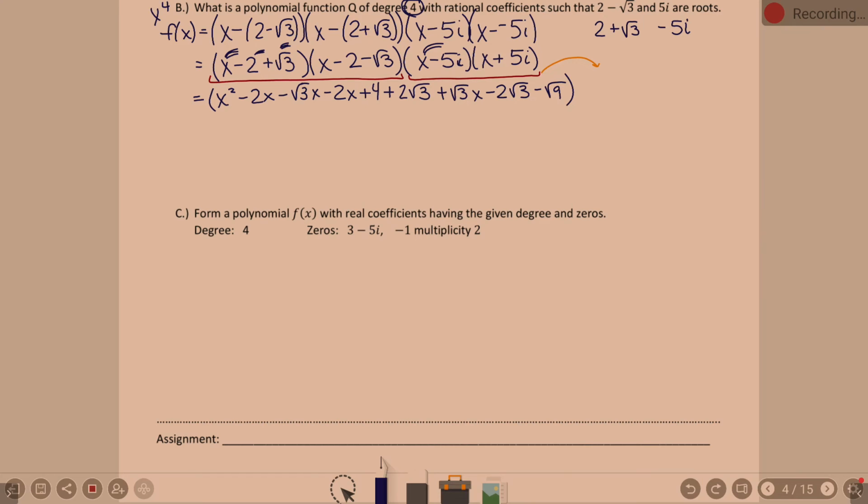X times x is x squared. We only need room for 4 terms here. X times 5i is plus 5ix. Then distribute the negative 5i. Negative 5i times x is minus 5ix. Minus 5i times positive 5i is minus 25i squared. We're getting 25 there.